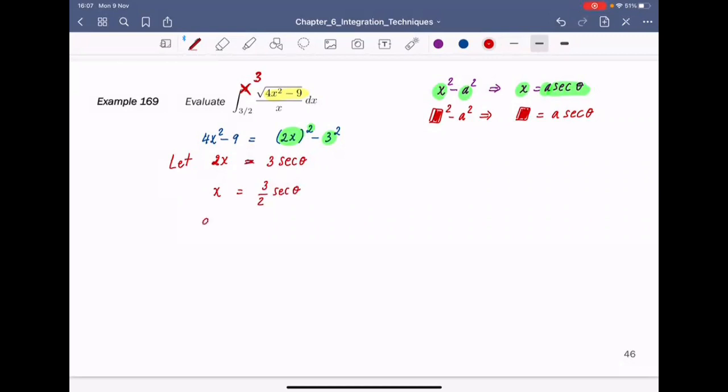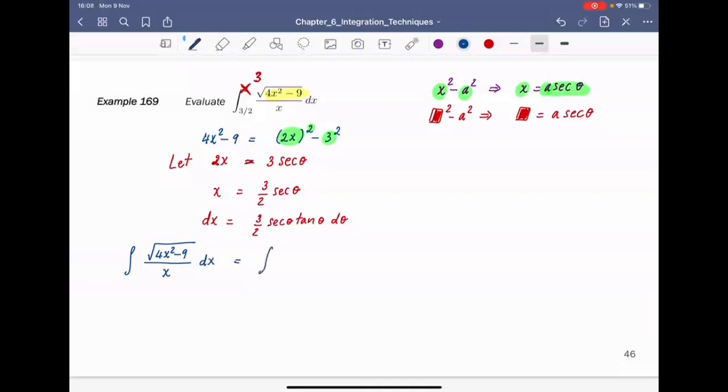All right, so we're gonna have dx equal to 3 over 2 sec theta tan theta d theta. First of all, we are going to integrate first, and then we're gonna plug in the upper bound and lower bound at the end. So we're gonna integrate square root of 4x squared minus 9 over x dx.